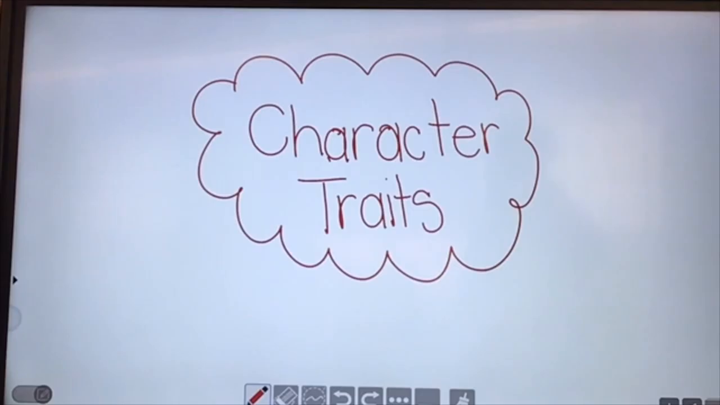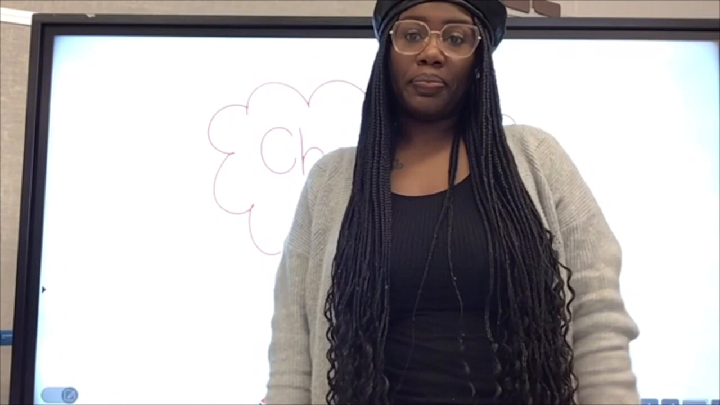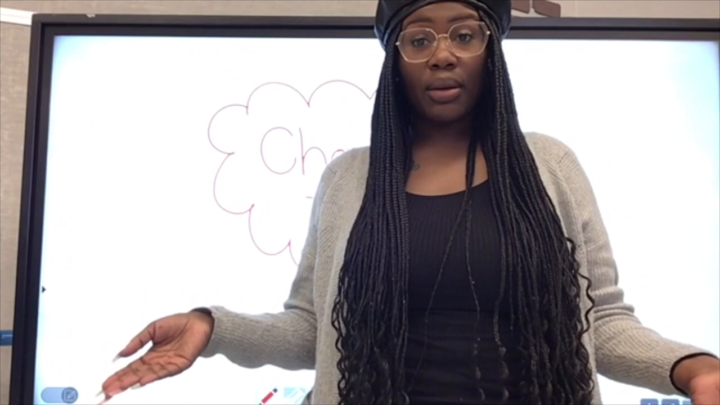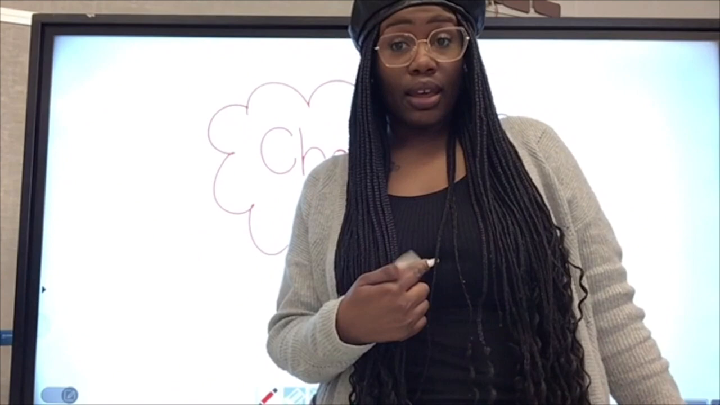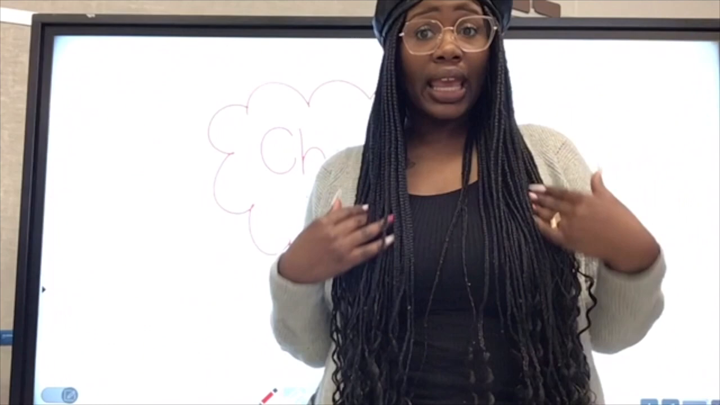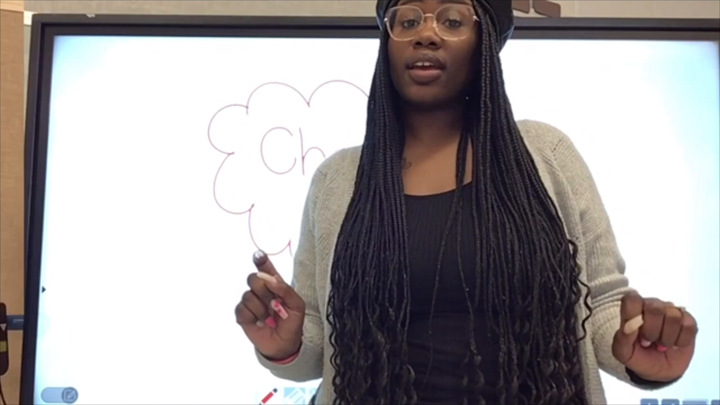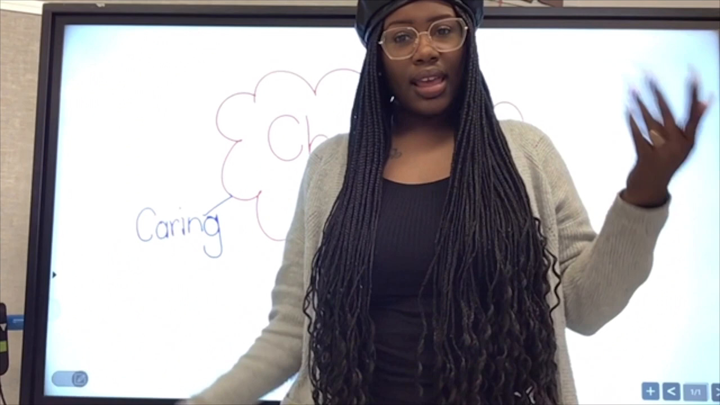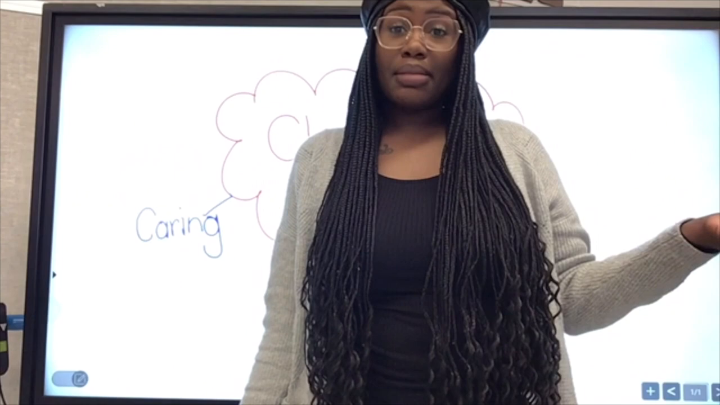Let's create a list of words that we could use to describe some of the people in our lives. Think about your mom. If you had to tell someone what kind of person your mom was, what would you say? What word would you use? When I think about mommies, I think about someone that is caring, that's loving, and they take care of me. They take care of us. So I would put that my mommy is caring. Now let's think about daddies. If you had to describe your daddy, how would you describe him? I would describe my daddy as somebody that's silly.